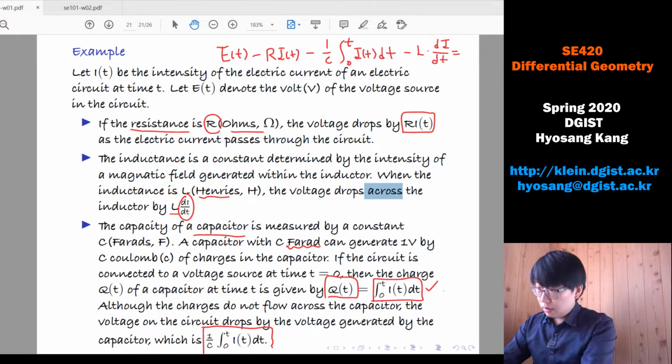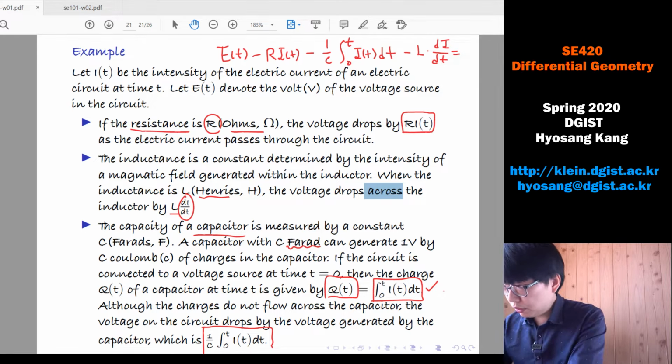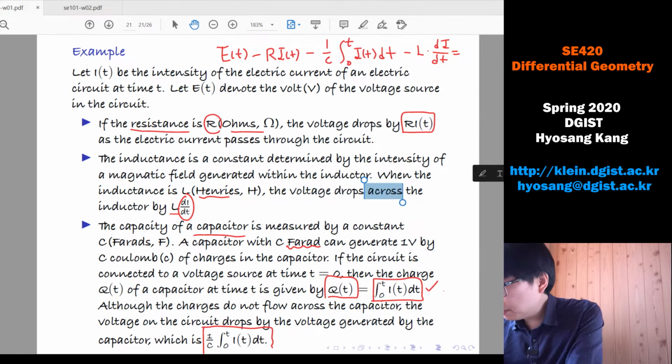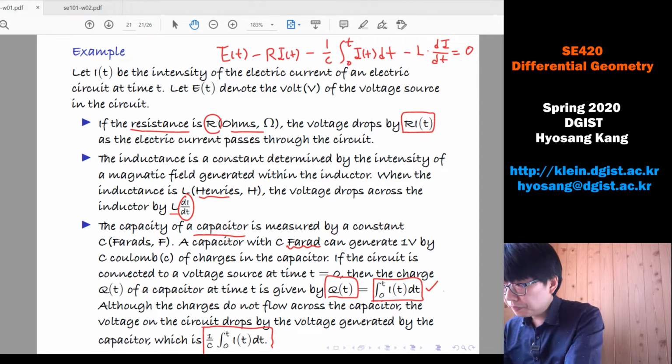So now the electron comes back to the original source of voltage. So the voltage has to be equalized. So the whole thing adds up to 0. Now we have derivative and integration sign together in one equation. We want to make it a differential equation. So we take the derivative on left and right hand side.